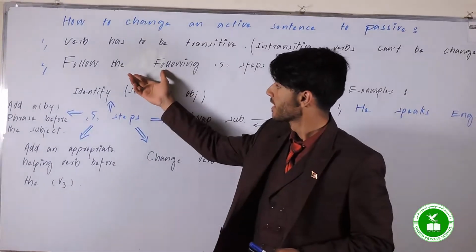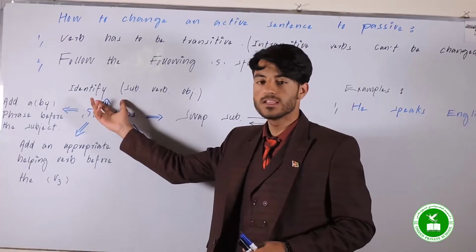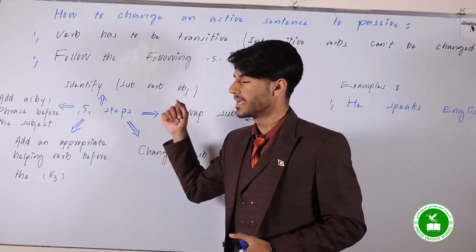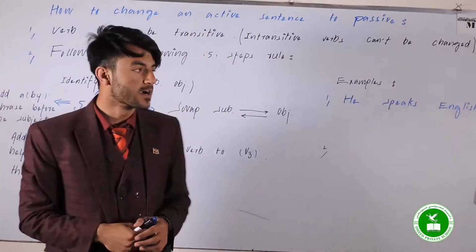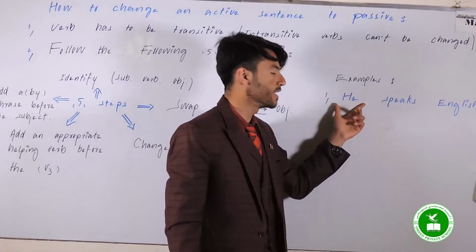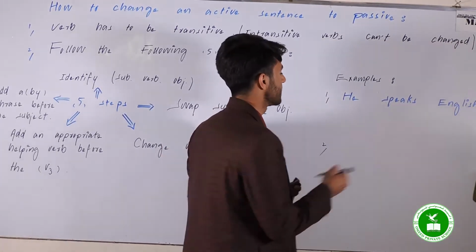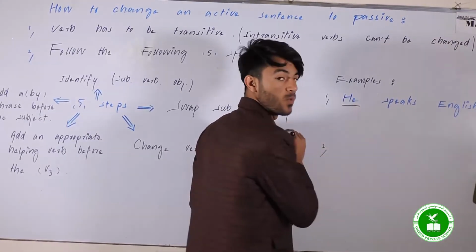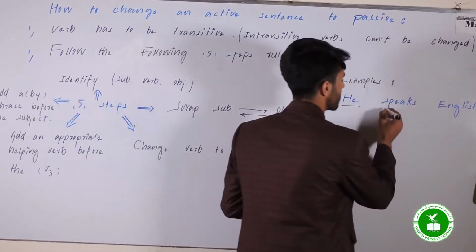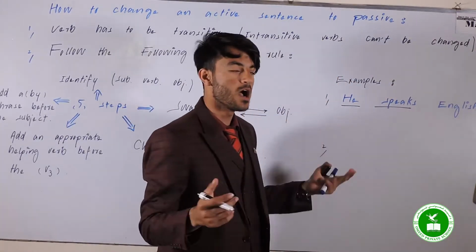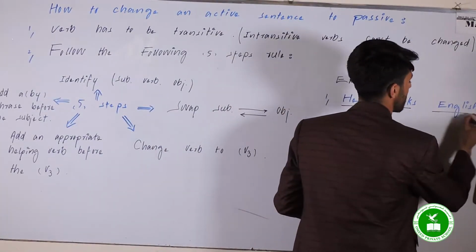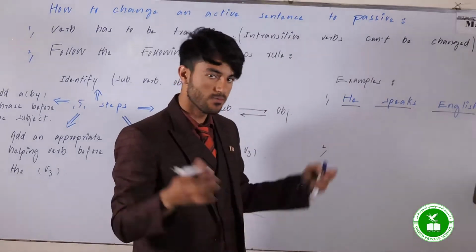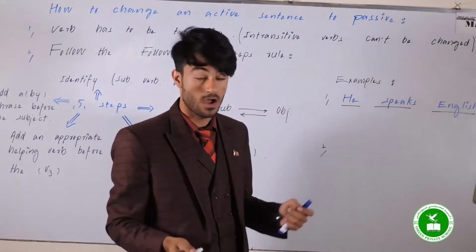After that, let's go with these 5 steps. Number one, identify the subject, verb, and object. What's our subject? Here it is. Underline the subject. What's the verb? Speaks. This is our verb. And what's the object? English. This is our object. Now we have identified the subject, verb, and object.